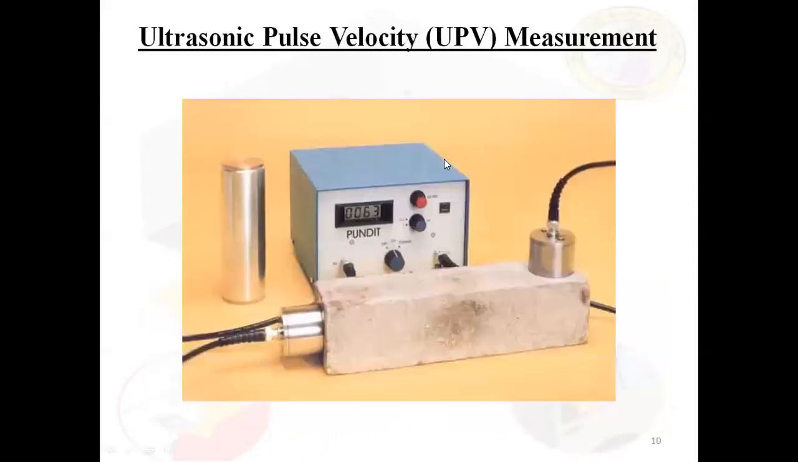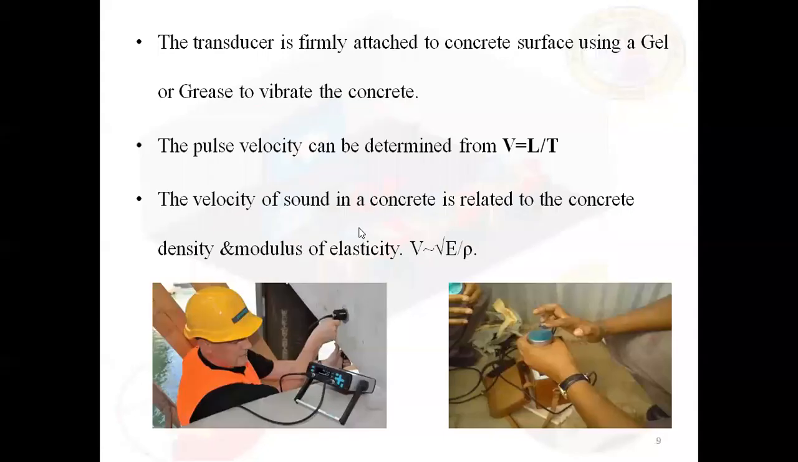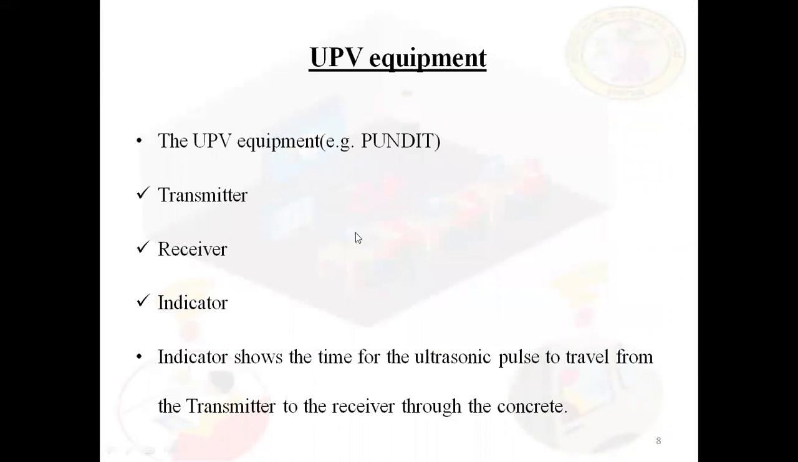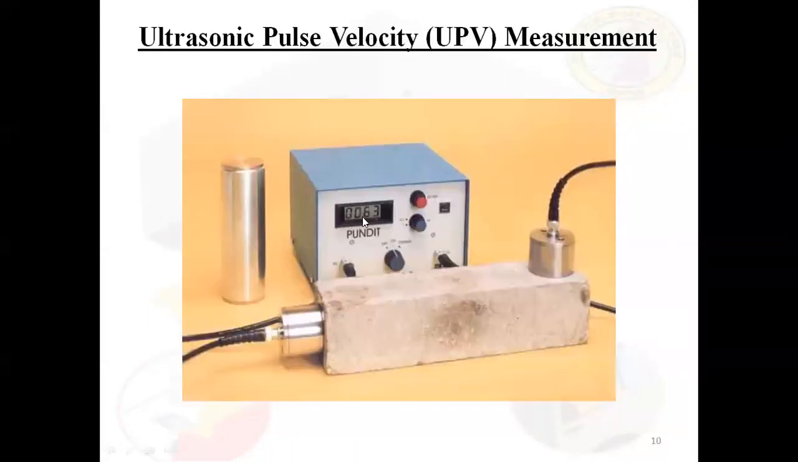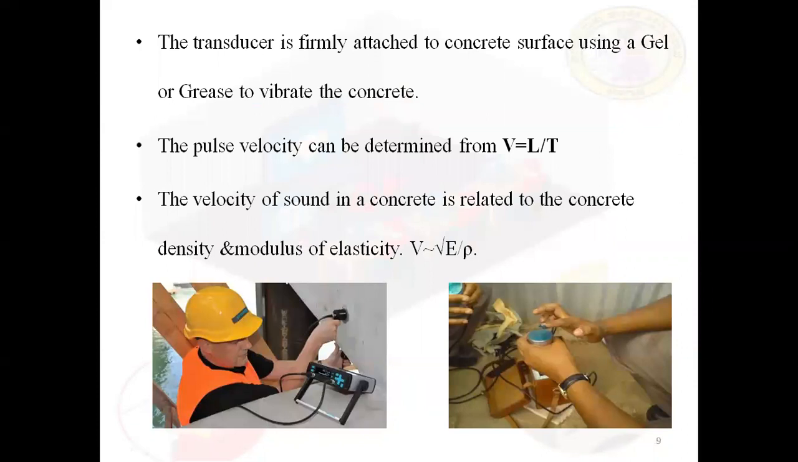We can see here the ultrasonic pulse velocity instrument. This is the concrete element, this is the receiver, and this is the transducer. So we call these the transducer, receiver, and indicator. This is the indicator. Here the pulse is initiated and passed through, and it comes to the receiver. If there are any cracks or cavities in between, the waves will not flow directly; they will go around and then reach the receiver. So it takes more time. That is the meaning of the ultrasonic pulse velocity test.